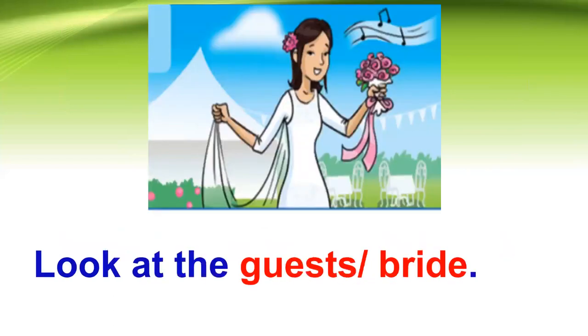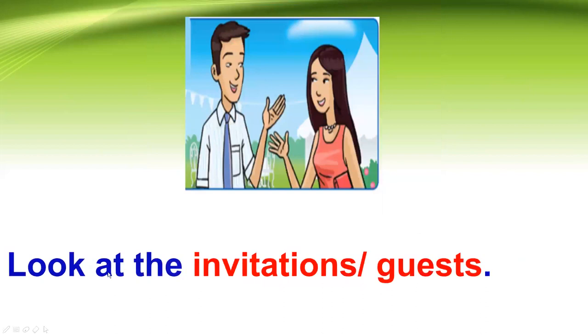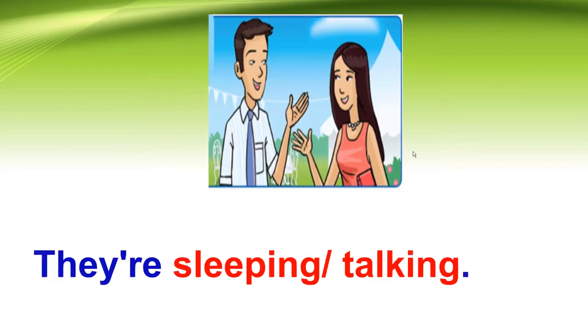Oh, look at the guests or bride. Yeah, look at the bride. You circle bride. She's wearing or eating a white dress. Can you eat clothes? No, you can't. So she's wearing a white dress. Okay, good. Look at the guests or the invitations. The picture here is about, okay, look at the guests. Okay, last question. They are sleeping or talking? Are they sleeping now? You look at the picture. It doesn't look like sleeping, okay? They are talking. Good job. You all did great job.